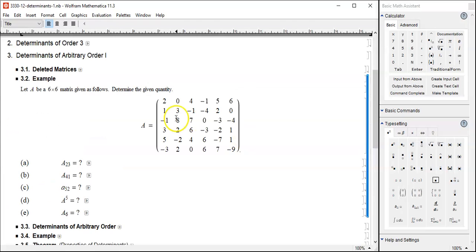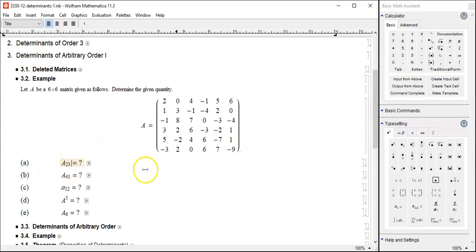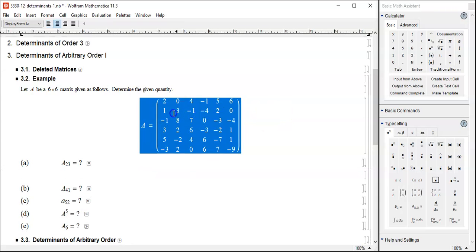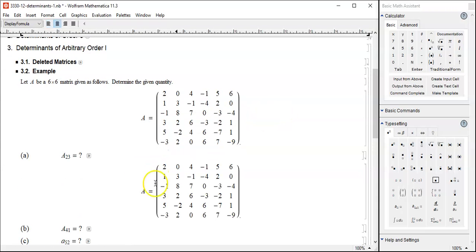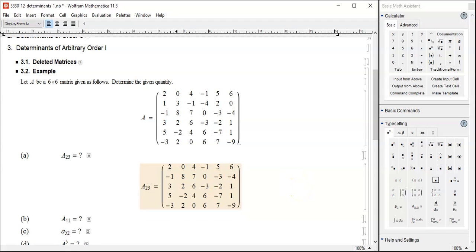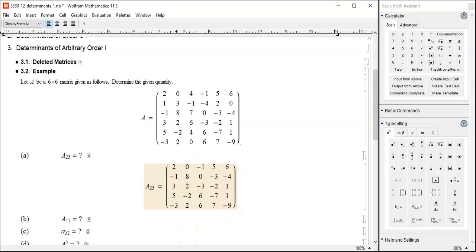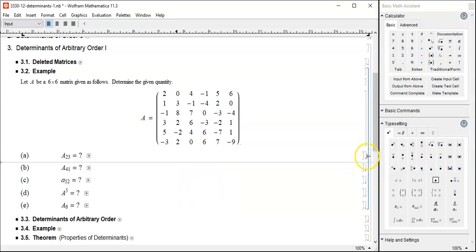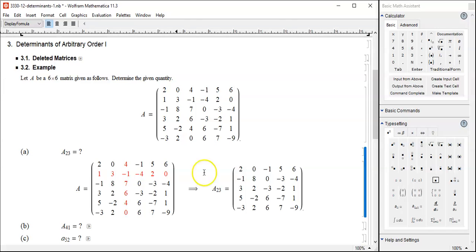Here's an example. If we have A like that, and what is A23? A23. Okay, we are deleting second row, so that's gone. And third column, delete. And that is the deleted matrix A23. Easy? Indeed. All we have to do is to cross out. Delete, delete, and that's what we have.